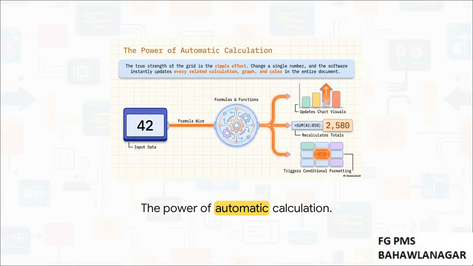Let's actually picture that ripple effect in action. The moment you change a single input to, say, the number 42, the magic just happens. Those formula wires instantly update related calculations to, let's say, 2580. But it totally doesn't stop at just numbers. It raises the bars on your graph, and it even triggers conditional formatting to completely change the colors on your grid. So one single change ripples out and transforms the entire workspace.